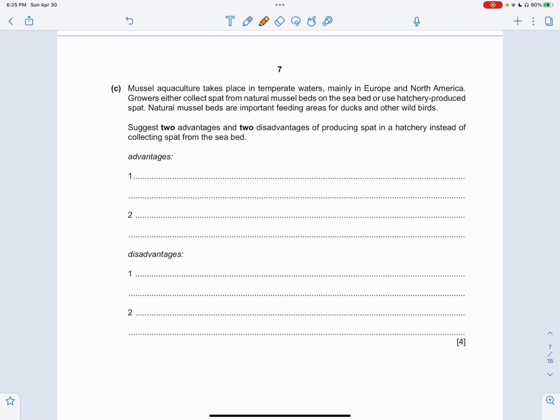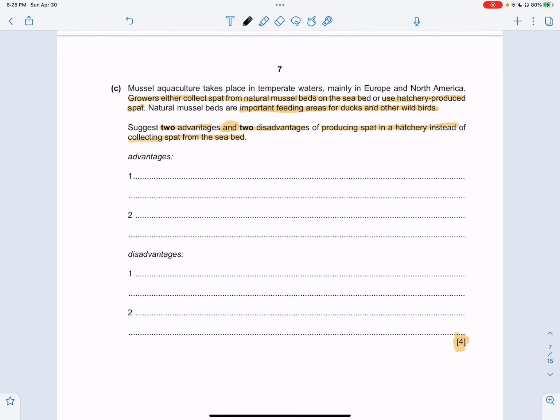Mussel aquaculture takes place in temperate waters, mainly in Europe or North America. Growers either collect spat from natural mussel beds on the seabed or use hatchery-produced spat. Natural mussel beds are important feeding areas for ducks and other wild birds. Suggest two advantages and two disadvantages of producing spat in a hatchery instead of collecting spat from the seabed.